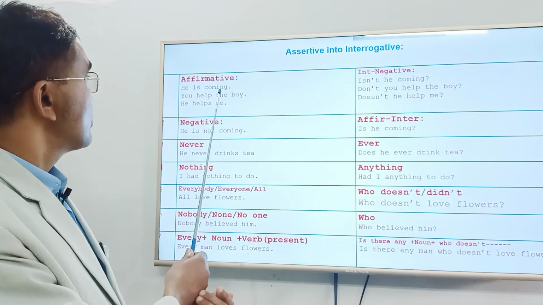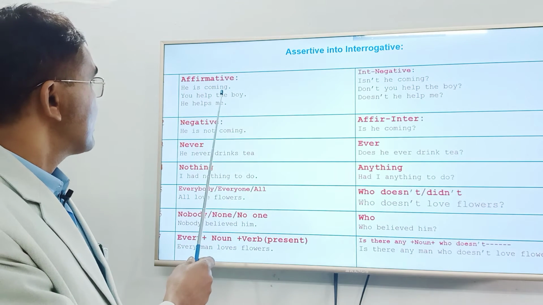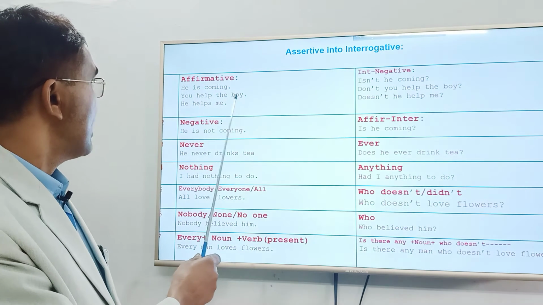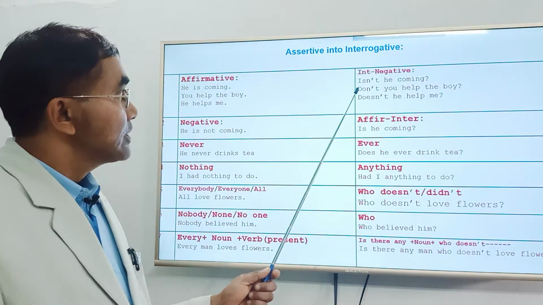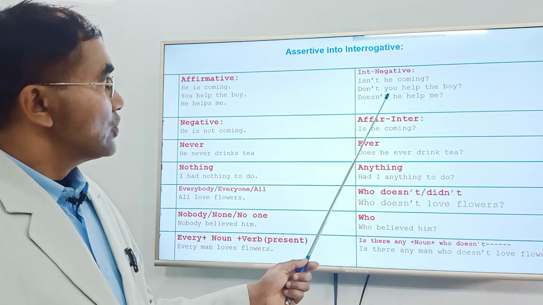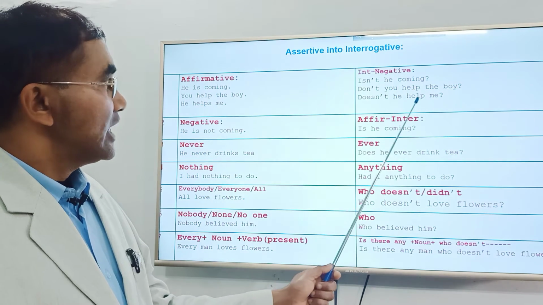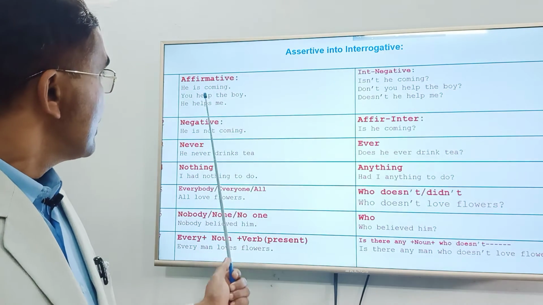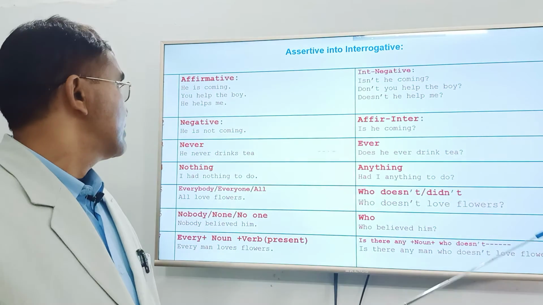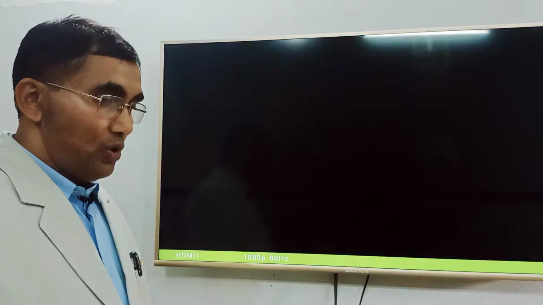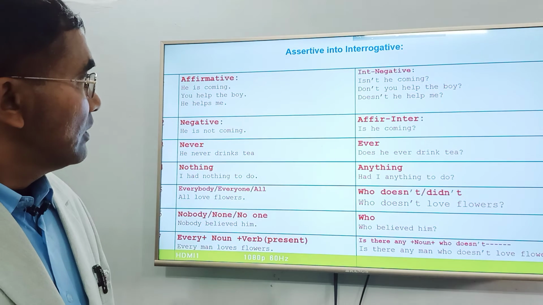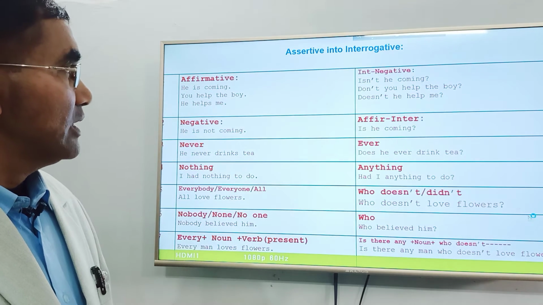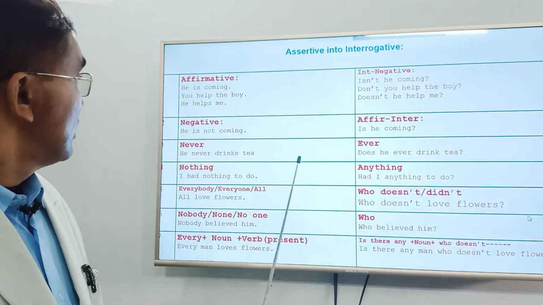If you want to transform an assertive sentence like he's coming, you help the boy, he helps me, you will have to transform this into interrogative negative. Isn't he coming? Don't you help the boy? Doesn't he help me? That means if you find any assertive sentence with no more exceptional rules, you can transform them into interrogative and the sentence will be an interrogative one. Next rule.